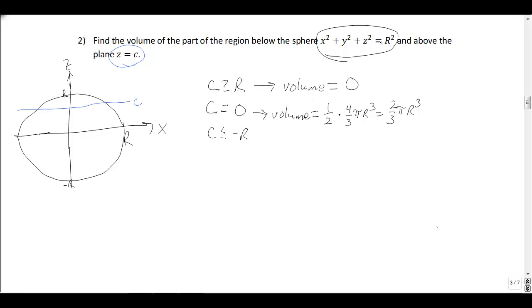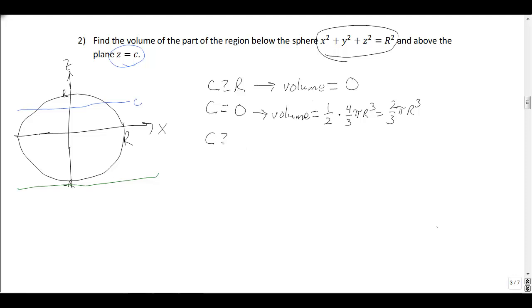Probably going to think about the top half of the sphere, and above the plane z equals c, where this would drop below, I'm going to get the full sphere. Although actually this doesn't really make sense when you think about it, because the phrasing says below the sphere. If I drew this c down here, I'm below the top part of the sphere, but am I below the bottom part of the sphere? What's that mean?